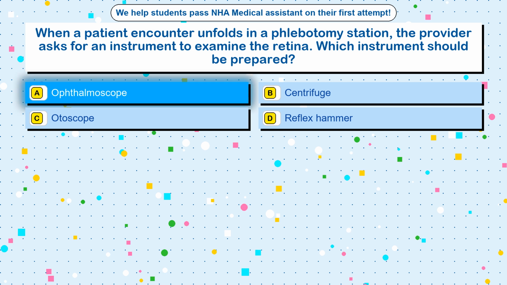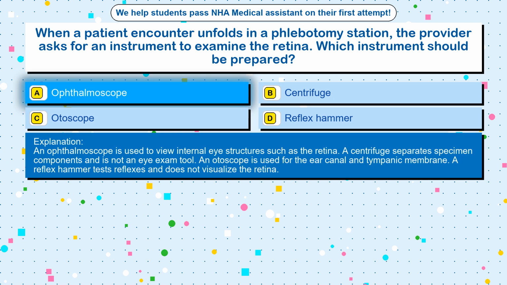The correct answer is option A, ophthalmoscope. An ophthalmoscope is used to view internal eye structures such as the retina. A centrifuge separates specimen components and is not an eye exam tool. An otoscope is used for the ear canal and tympanic membrane. A reflex hammer tests reflexes and does not visualize the retina.